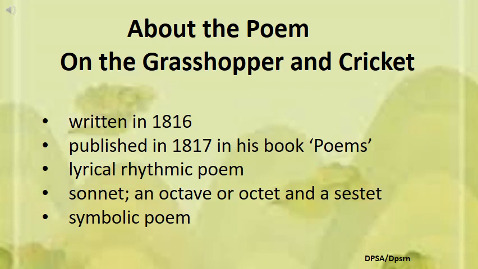Now, children, this poem is also a symbolic poem. The poet has introduced two little creatures in this poem, the grasshopper and cricket, which symbolize the constant and joyous mood of the nature irrespective of the seasons. You'll be more clear with it when I'll be explaining the poem. Now, in this poem, grasshopper is a symbol of hot summer and cricket is a symbol of very cold winter.